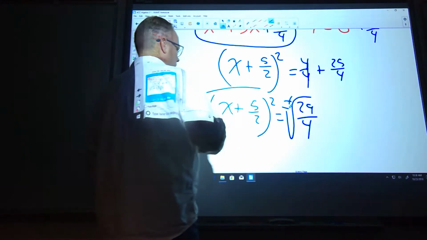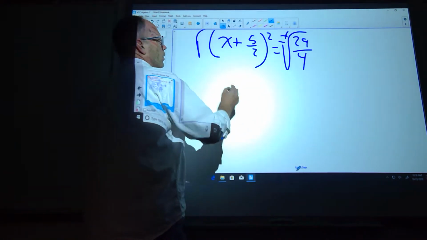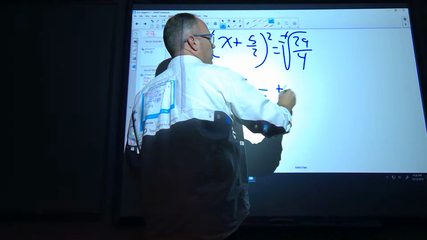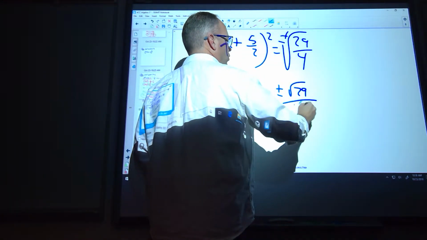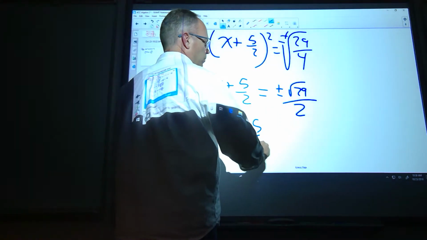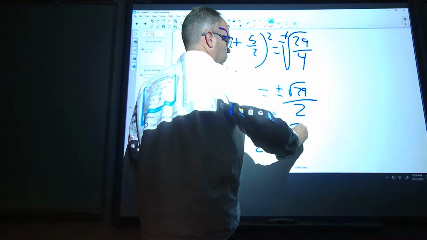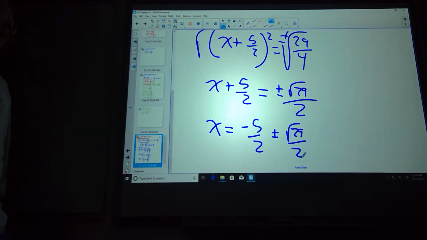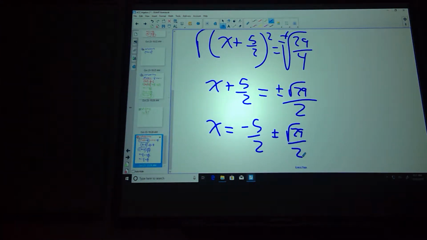Root, don't forget the plus or minus. x plus 5 over 2 equals plus or minus root 29 over 2. Subtract 5 halves. I guess it's the same denominator, so if you wanted to put it together, you could have negative 5 plus or minus root 29 all over 2, or you could leave it like that.